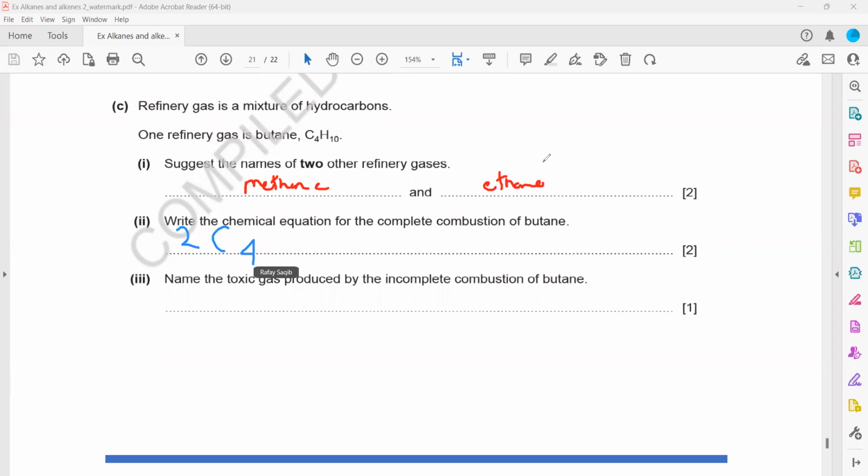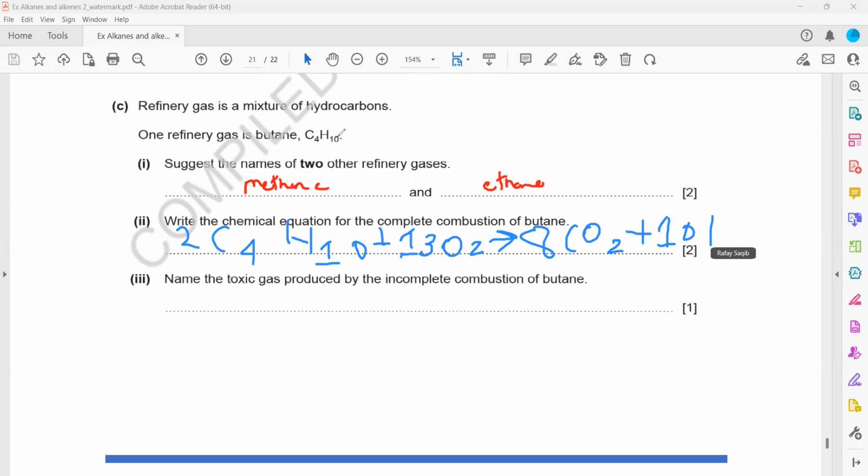But don't say a high carbon number, as it won't be correct, as for alkanes, the first 4 members are gases, then the others are liquid. So if you mention anything like pentane or hexane, that is wrong. Butane is already written here, so butane will not score a mark. Even though it is a refinery gas, it will not score a mark as it is already there in the question.